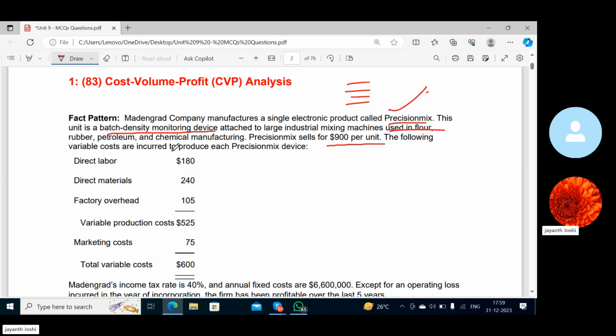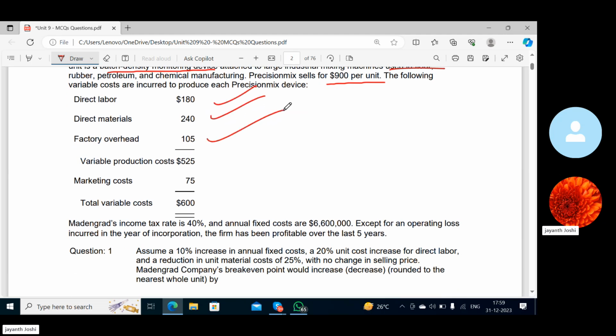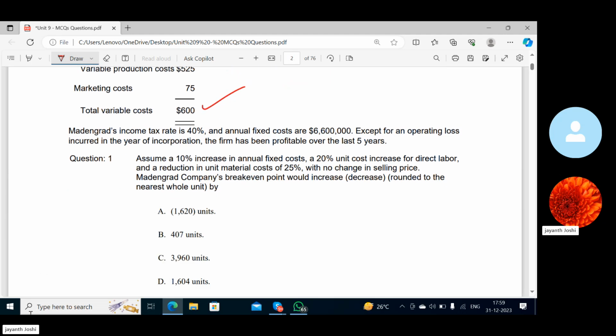The following variable costs are incurred to produce each Precision Mix device: labor, material, overhead. These are all variable expenses. And then marketing costs, then total variable expenses are given. Madden Grad's income tax is 40%, and fixed costs are $600,000, except for an operating loss incurred in the year of incorporation. The firm has been profitable over the last 5 years.